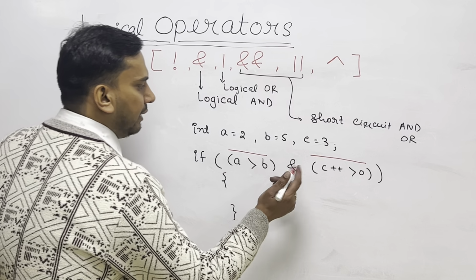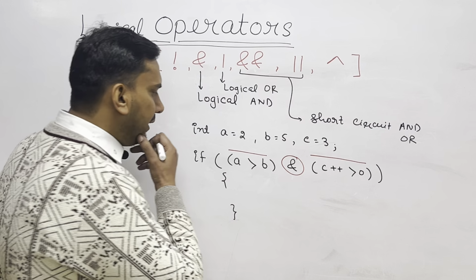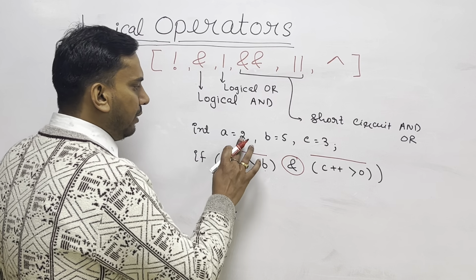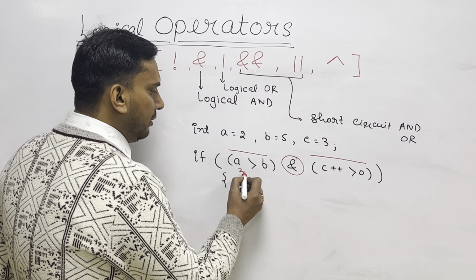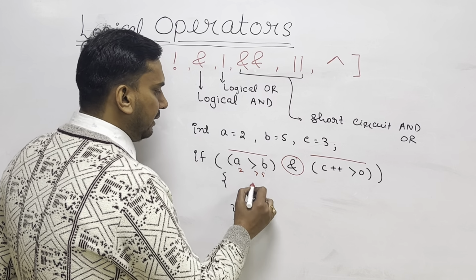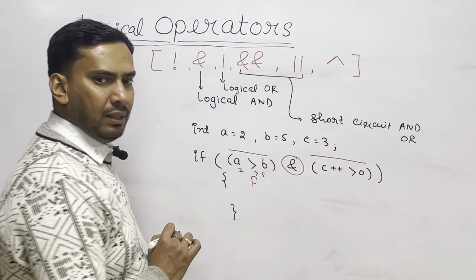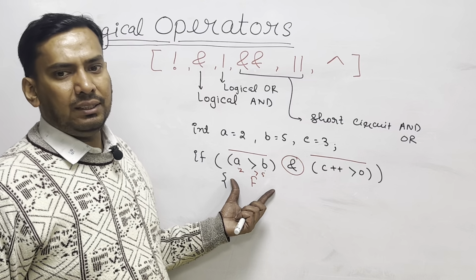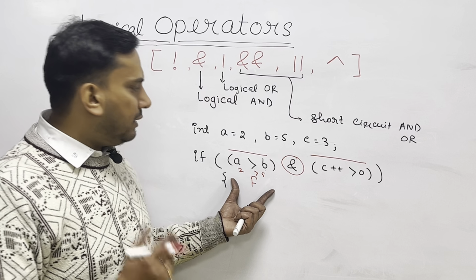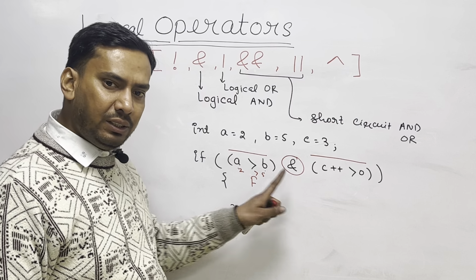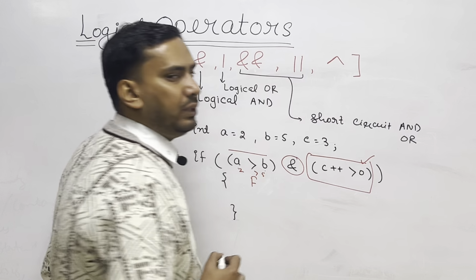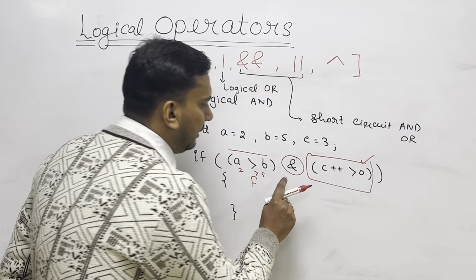So if I am using a normal logical AND operator here, what is going to happen? It will check a is greater than b, 2 is greater than 5. So 2 is greater than 5, this is resulting in false, right. Now I am aware the result is going to be false only, but still because I am using logical AND here, this portion will also be executed. Why will it be executed?